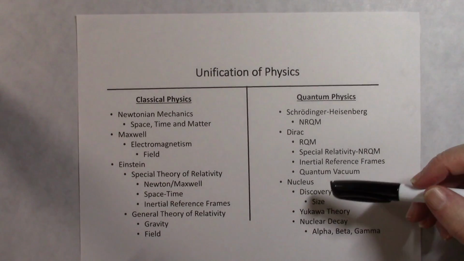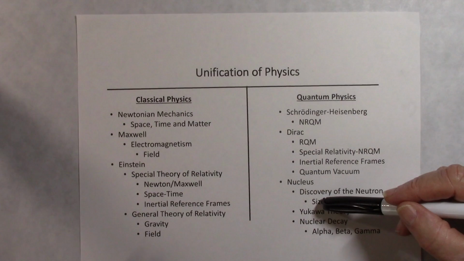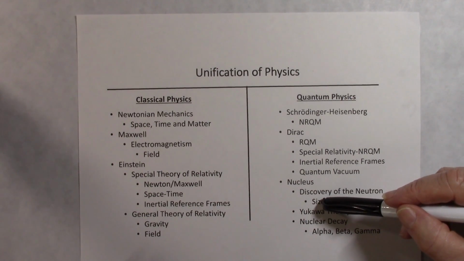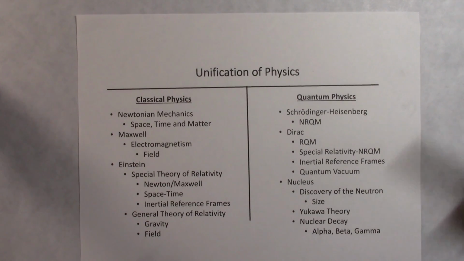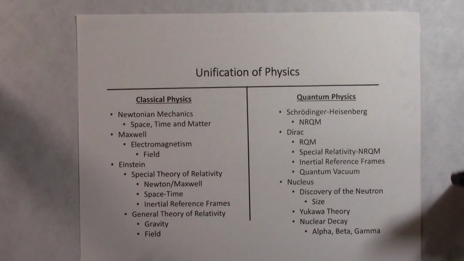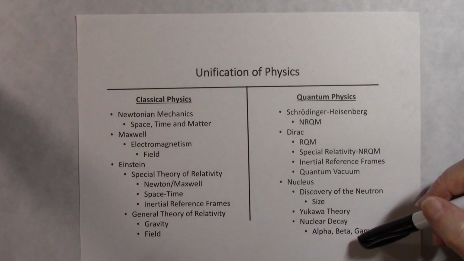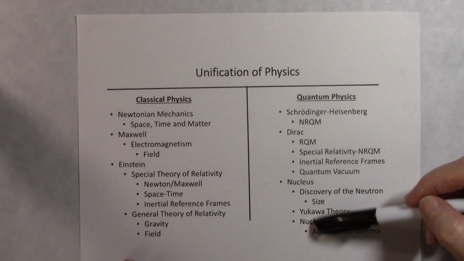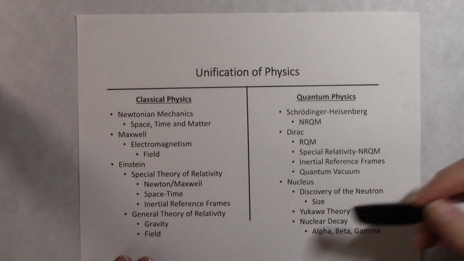In this video, we covered the nucleus of an atom. There was the discovery of the neutron, and that explained why elements came in different sizes. Why the atom didn't fly apart was explained by Yukawa's theory. And then we discussed nuclear decay, explained by three theories: alpha decay, beta decay, and gamma decay. All these theories explain aspects of the atom, but we really didn't have a theory of elementary particles. And that's what we want to get to.